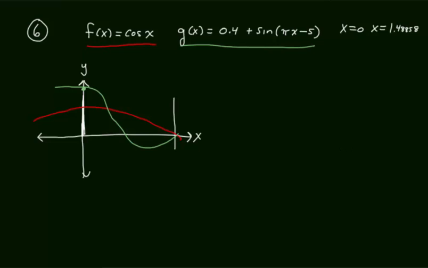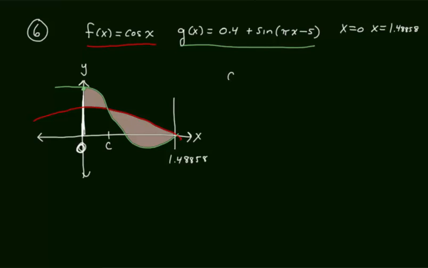Remind you though, we need to be bounded between x equals 0 and x equals 1.48858. So that particular bounded region then is going to be just here and here and here, nothing to the left of the y-axis. Hopefully you saw that since these intersected, we have to find that point of intersection.